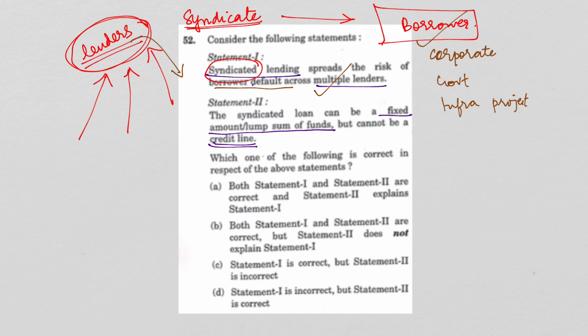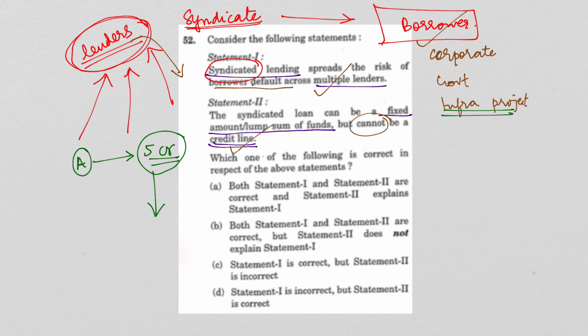Now you need to know if the second statement is correct, and also you should know whether it supports the first one. The syndicated loan can be a fixed amount, lump sum of funds, but cannot be a credit line. So you should know what is a credit line. What is a credit line? Like for example, A is a borrower. So A borrows a particular amount of money, maybe let's say for example 5 crore at one particular stage, and let us take A runs an infrastructural project, alright.